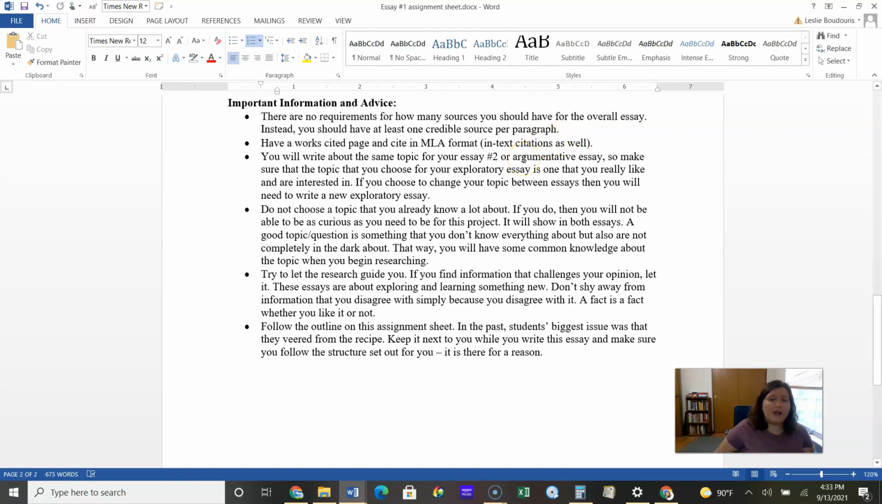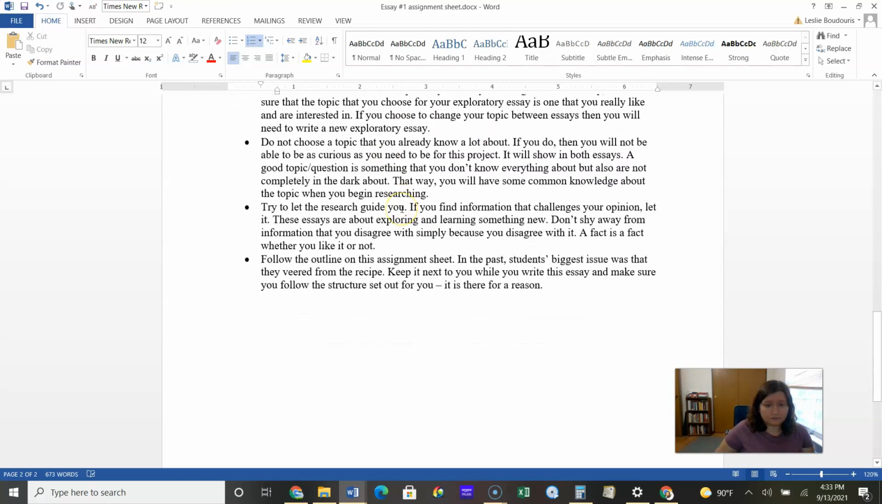You will, again, write your essay number 2 on the same topic as your essay number 1. So you want to find a topic that you're going to be able to invest a large amount of time in, since these are 2 papers that are significantly longer. If you do change your topic, the rule is that after you write your exploratory essay, you will need to completely write a new exploratory. So make sure you spend time thinking about what topic and what problem you want to think about.